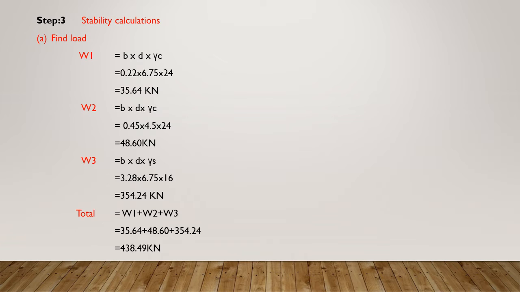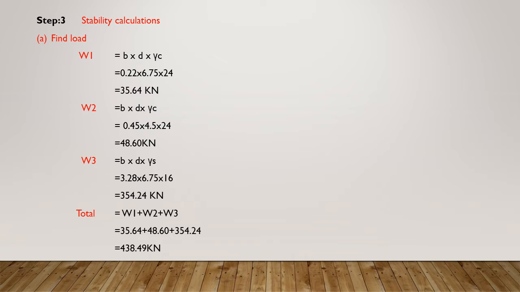Then W2 is equal to b into d into gamma c. This is a rectangular portion, so we can use the rectangular area formula. So b is equal to 0.45, the thickness of the base slab, and the width of the slab is 4.5 meter. Then gamma c is the unit weight of concrete, we take as 24. So W2 is equal to 48.60 kilonewton.